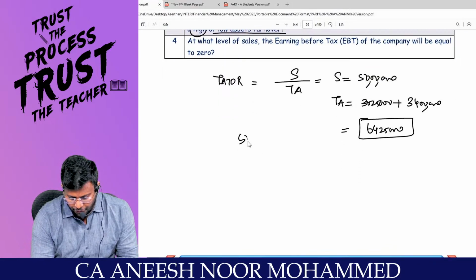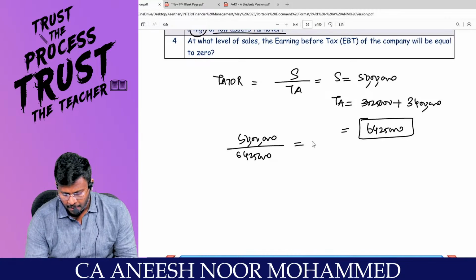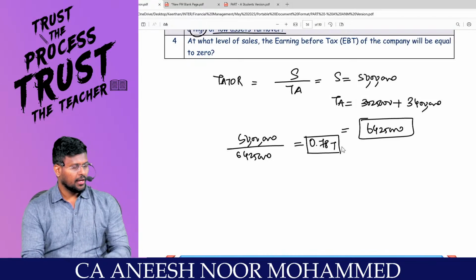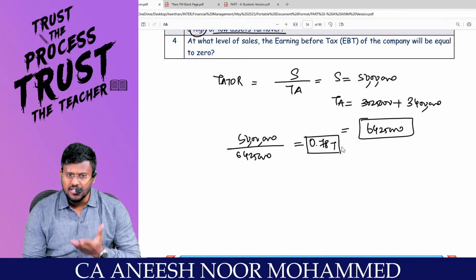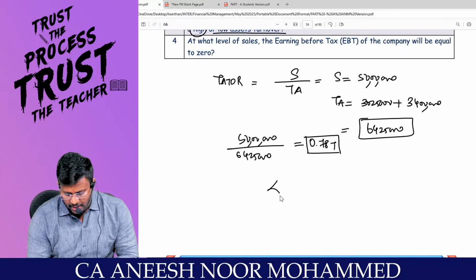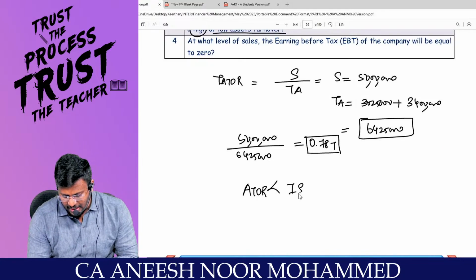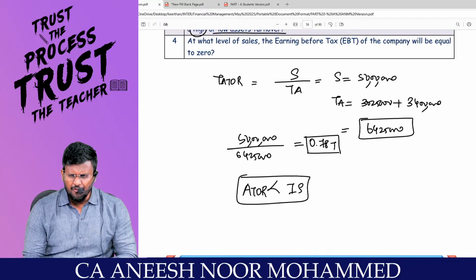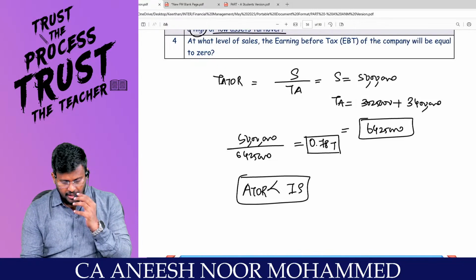That means 50 lakh divided by 64,25,000 comes to 0.78 times. Generally, any company in this industry is having 1.5 times. But our company is having only 0.78 times. That means our asset turnover ratio is less than the industry standard. Are you really with me? We are not performing well because everyone is performing 1.5 times, but we are performing only 0.78 times.